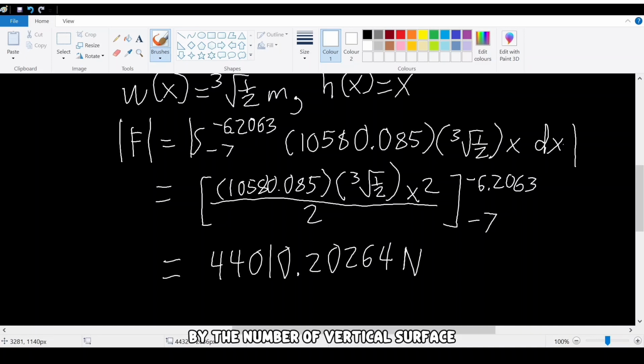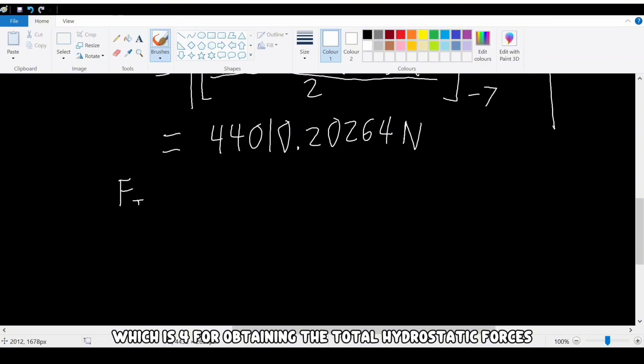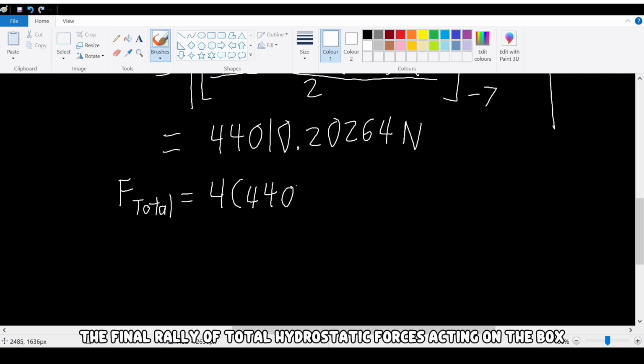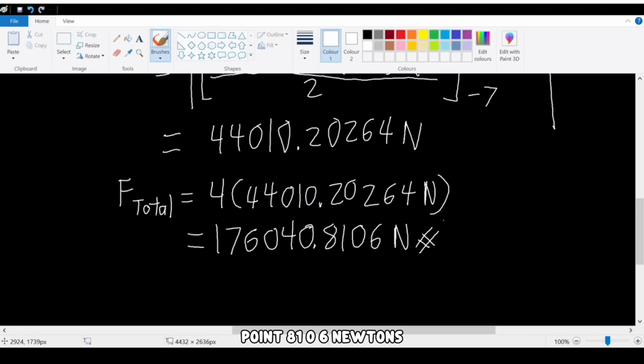At last, all we need to do is to multiply the fluid force acting on the vertical surface by the number of vertical surfaces, which is 4, for obtaining the total hydrostatic force. As you've seen in this calculation, the final value of total hydrostatic force acting on the box while submerged in 7 meters of muddy fresh water will be 176,040.8106 newtons.